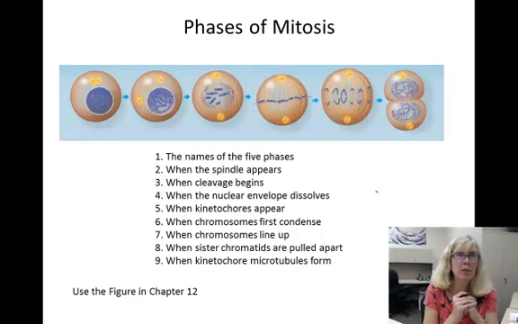Finally, we've reached mitosis. You need to know what is going on at each phase at a basic level. Using the figure in Chapter 12, organize the following events under the correct phase. This is the information I want you to know for mitosis. Then read through the whole figure after you've filled out your notes and be comfortable with the order of events.